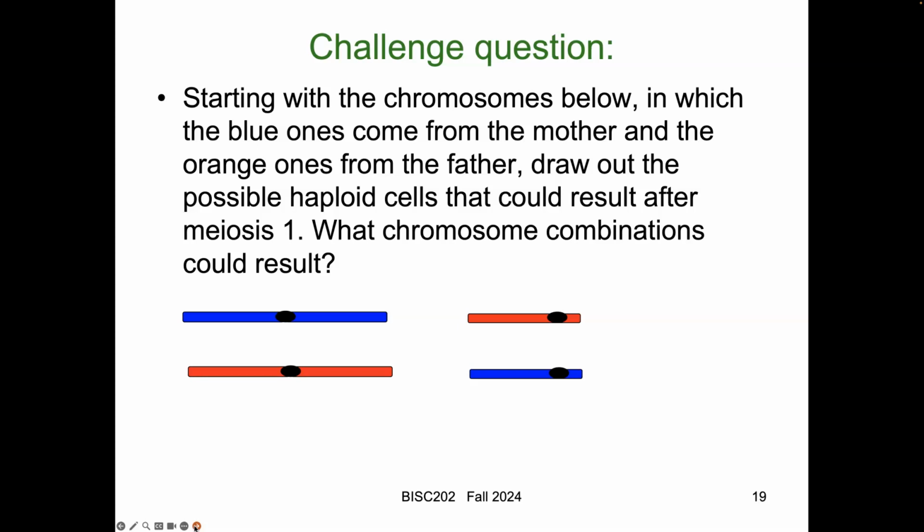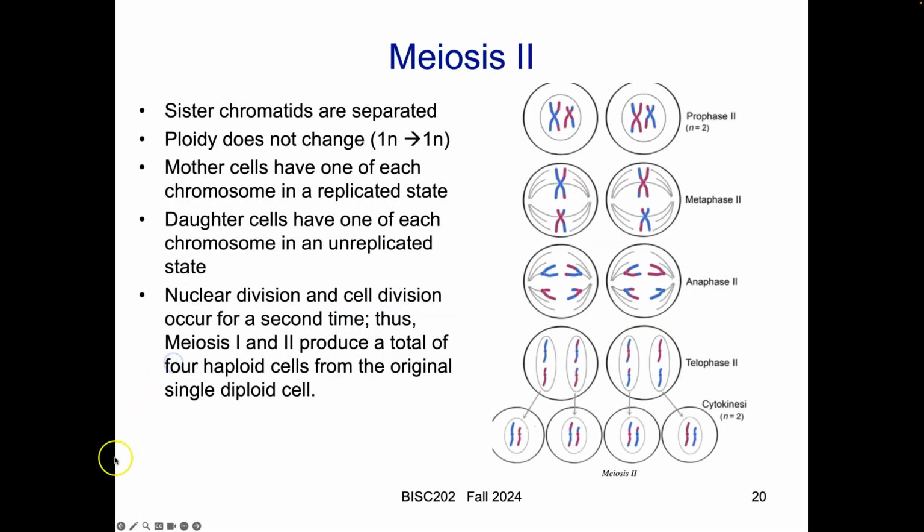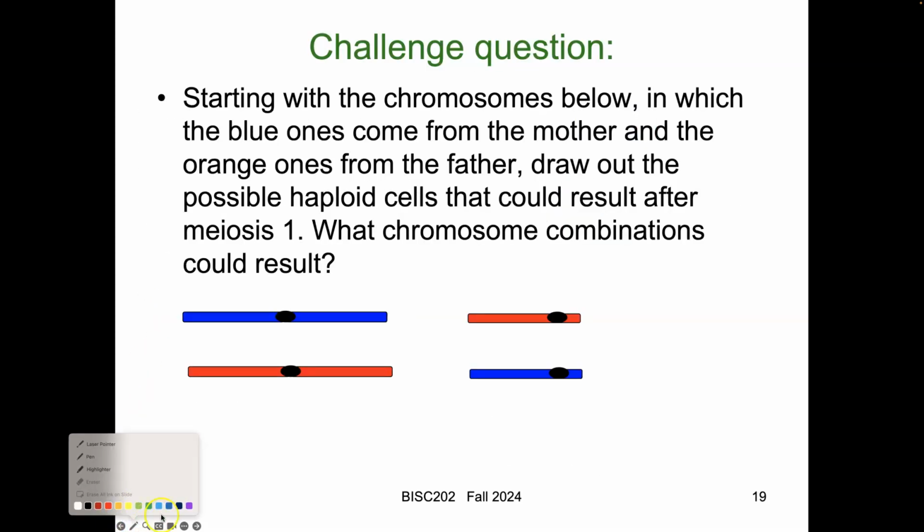I am going to just post this here. This is a challenge question. So you've got chromosomes here. Here is a pair of homologs, and here's another pair of homologs. Just think about the haploid cells that could result at the end of meiosis 1 without any crossover. You don't have to consider crossing over. You should come up with 4 different combinations, so please do that as preparation for the lecture.